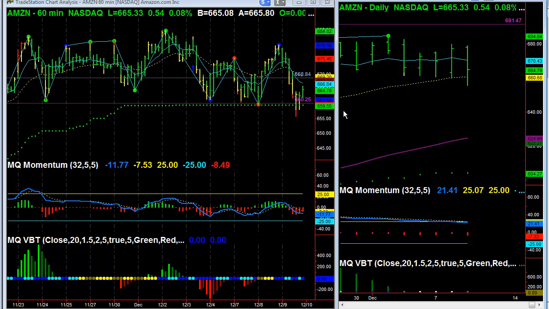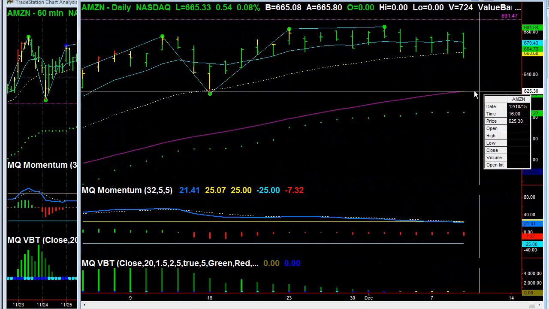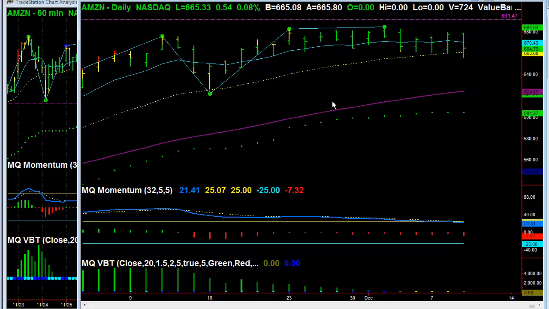My thinking is if Amazon does break lower, the next level of support is really 625, currently the 50-day EMA.